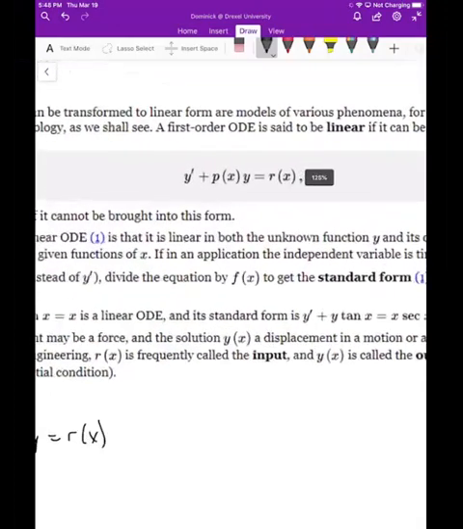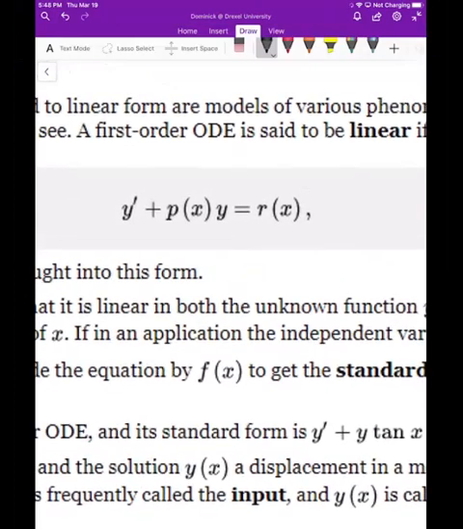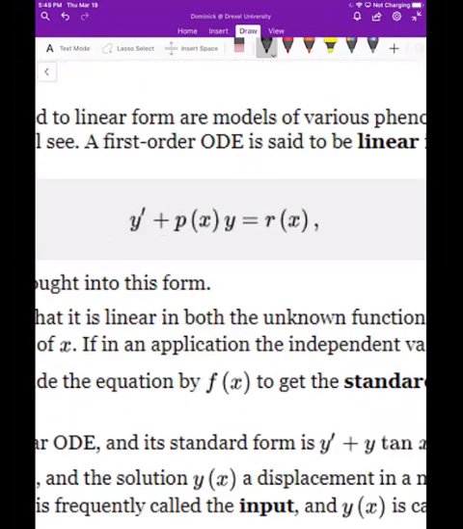An ODE, of course, is linear if it can be written in this form, in some fashion. One important thing to note here is that these two functions of x, this p of x and this r of x, may not be linear, at least in terms of x. For example, r of x could be something like x squared or tangent of x. It doesn't have to be linear. The idea is that y and y prime are completely linear, and that's what makes this ODE linear.